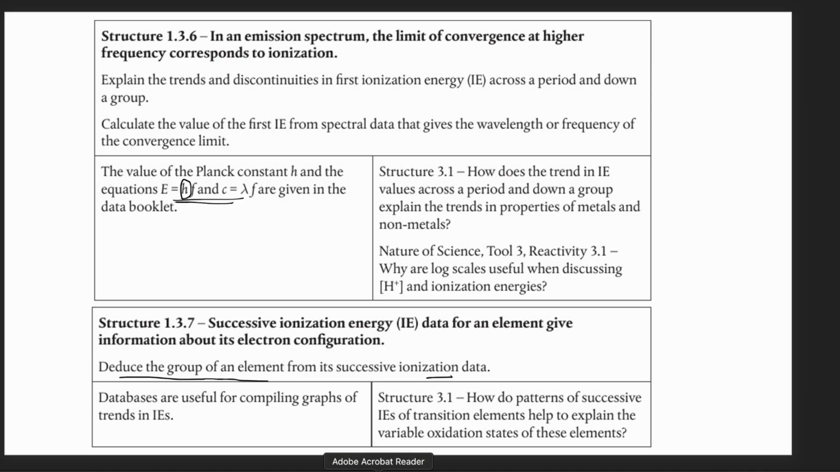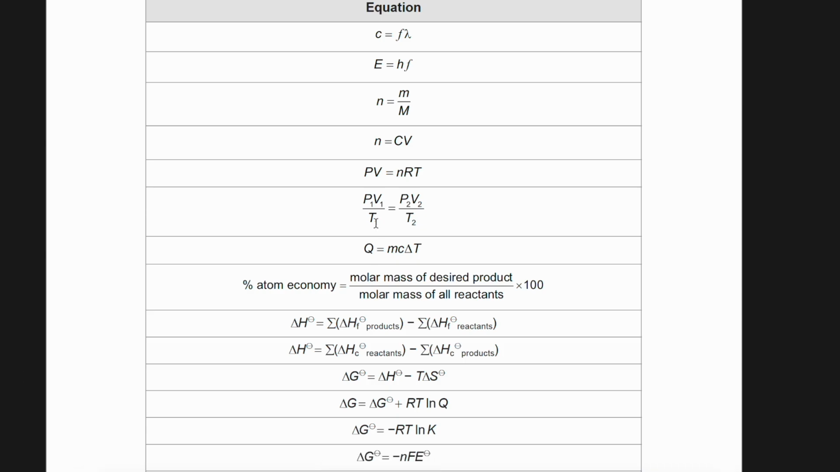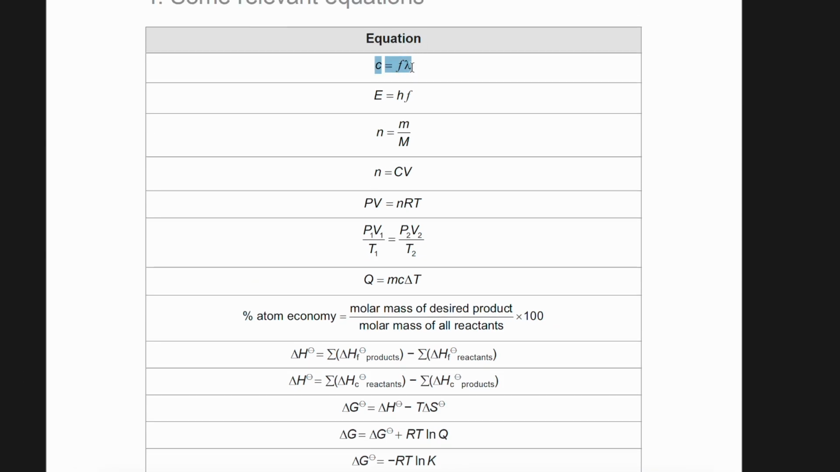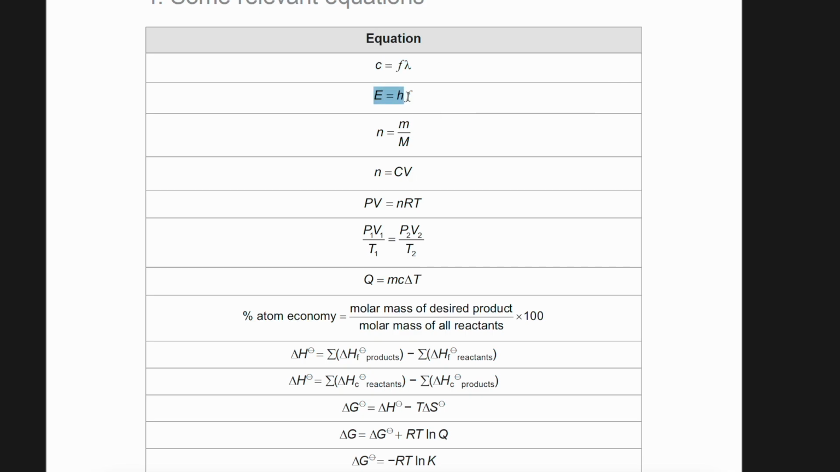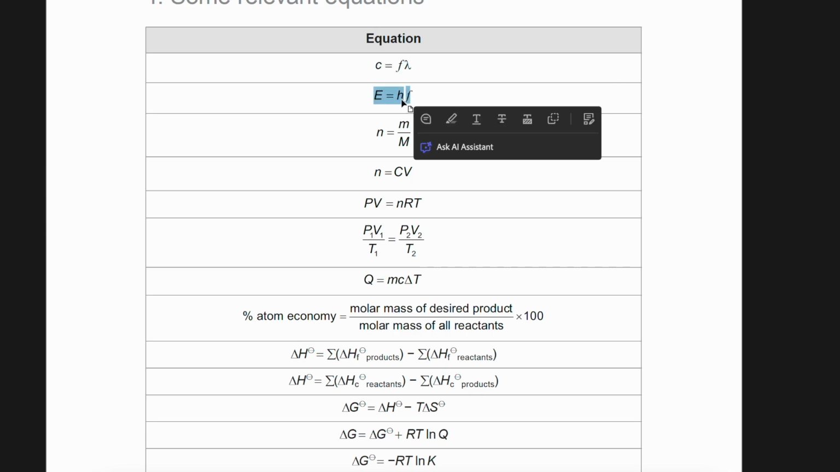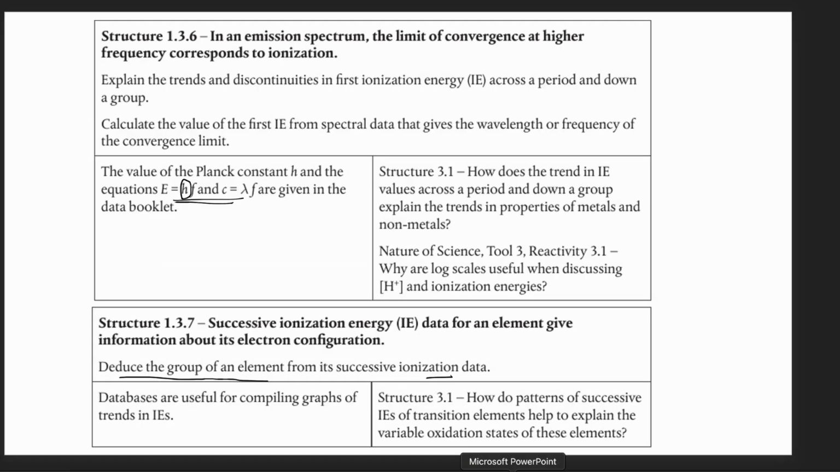These are formulas you can find in the data booklet. Okay, c equals frequency times wavelength, and the ionization energy equals Planck constant times frequency. Right.